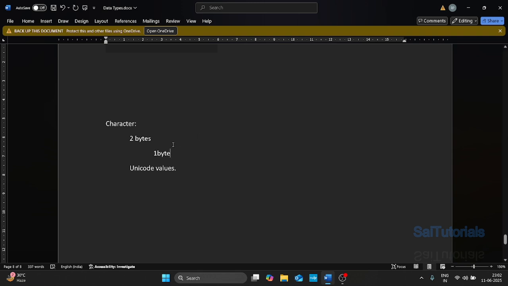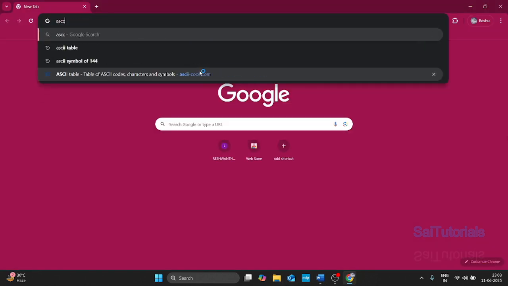Why in other languages like C and C++ does it consume only 1 byte, and why does it consume 2 bytes in Java? Because in other languages, we have only minimal symbols, like minimal characters. Like if I open the ASCII value table here.